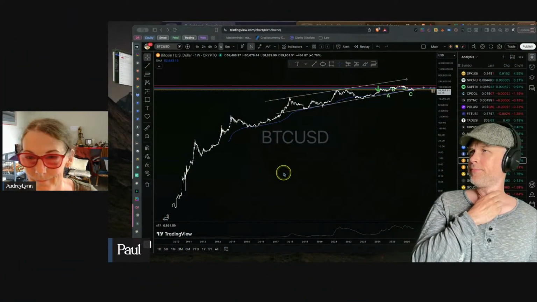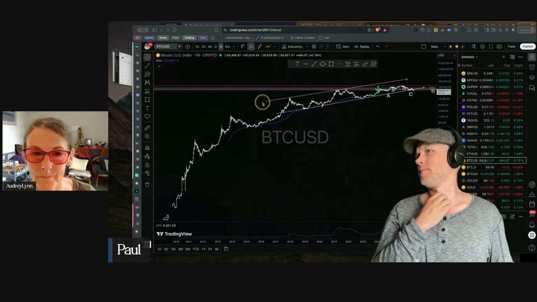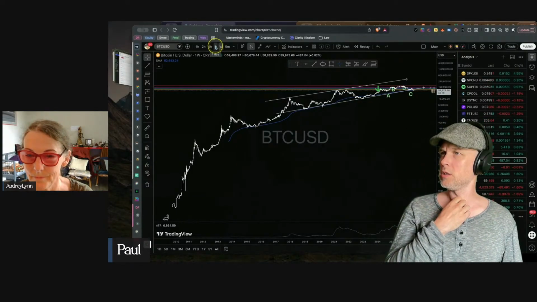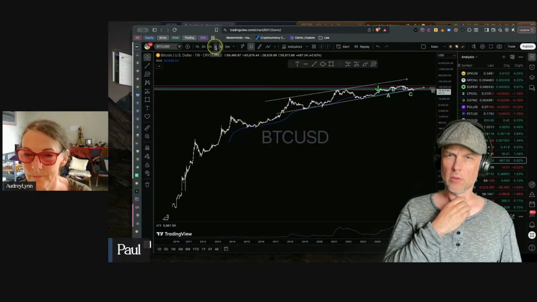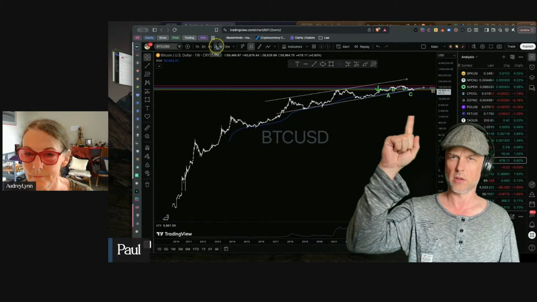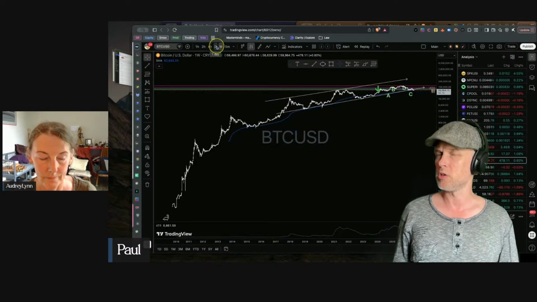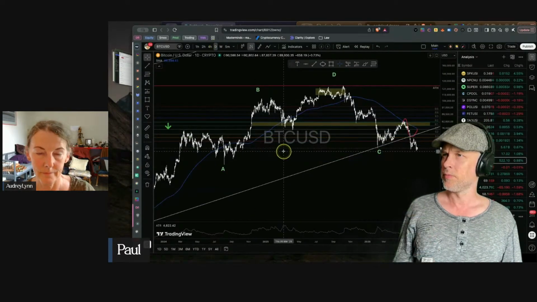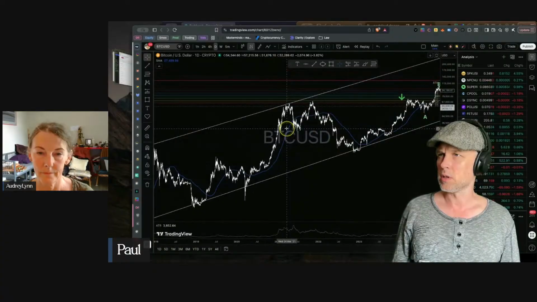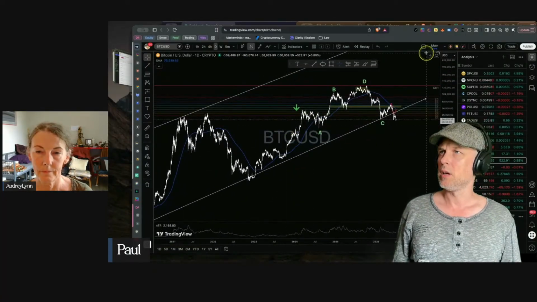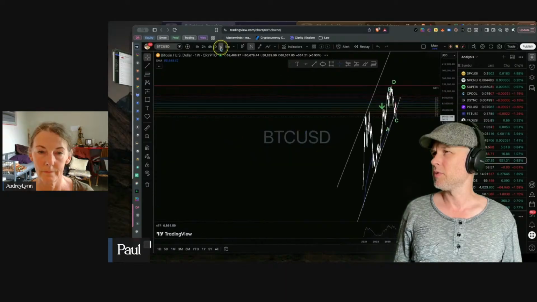This is Bitcoin, and I'm going to go to the daily chart here. This is on the weekly chart, and it's logarithmic, so the distance between the dollars gets smaller and smaller as the price goes up. So I'm going to do two things. I'm switching to the daily chart, so we see it in daily form. And actually, no, you know what? We want it to fit.